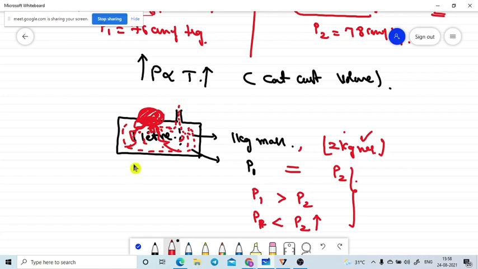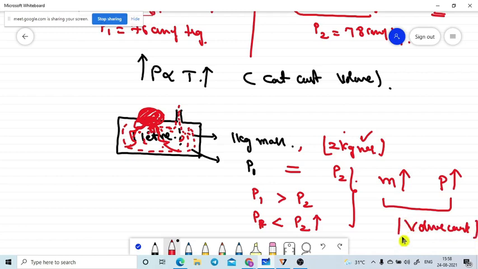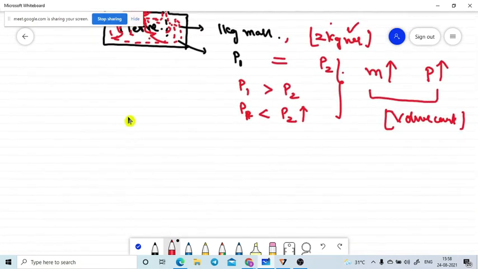That means if mass is increasing, pressure is also increasing in the container. But one thing you need to take care of here: volume must be constant. Are you getting that? Yes, sir. So we get the conclusion that P is directly proportional to the mass of the gas at constant volume.